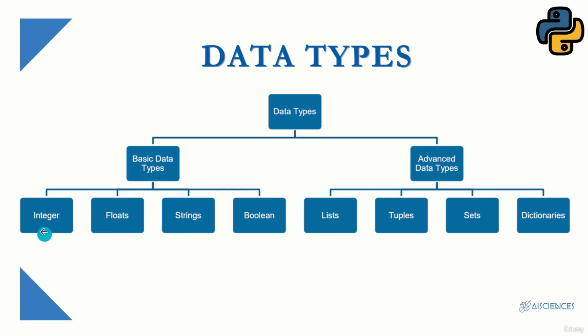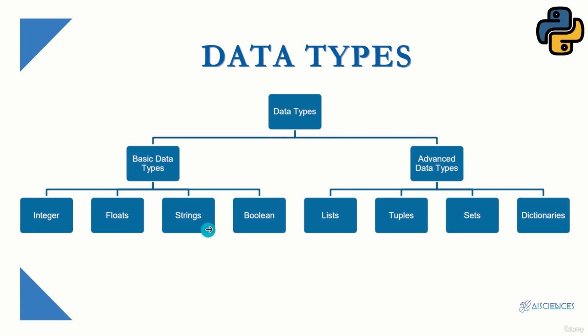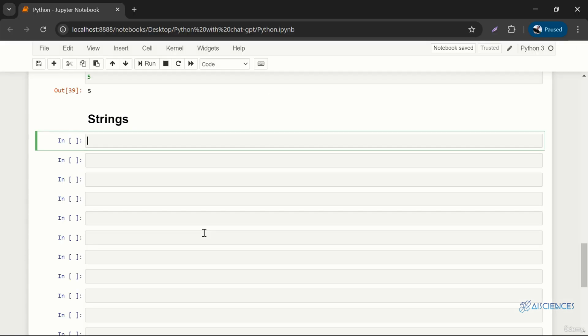Okay, so far we are done with integers and floats, and let's talk about strings. Now, string is a topic which is somewhere in between basic data types and advanced data types. So we will learn a little bit about strings right now, and then the comprehensive details of strings will come along with the list, tuple, sets, and dictionaries when we talk about the advanced data types.